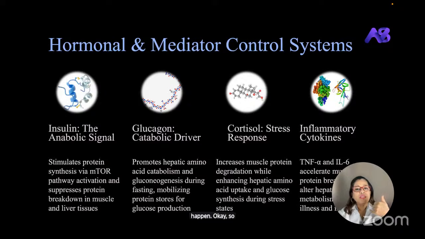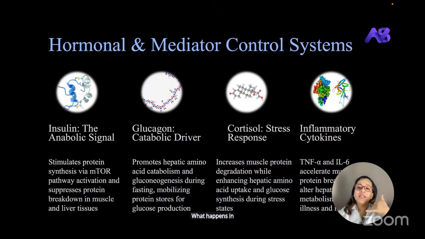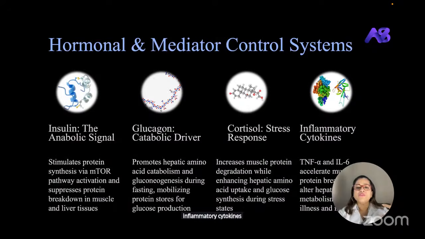Okay, so in severe infection, cortisol increases, and therefore we need to understand that there are other cortisol shifts that shift the body towards catabolism to provide glucose. For what? For survival. What happens in inflammatory cytokines? Remember in COVID we all spoke about inflammatory cytokines, inflammation.